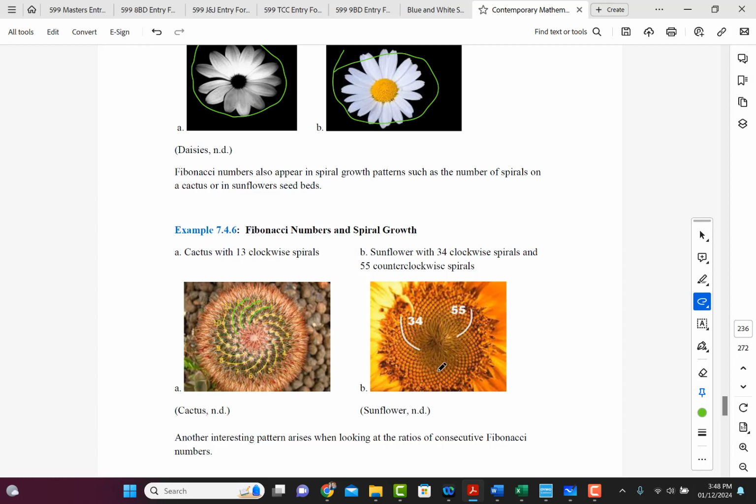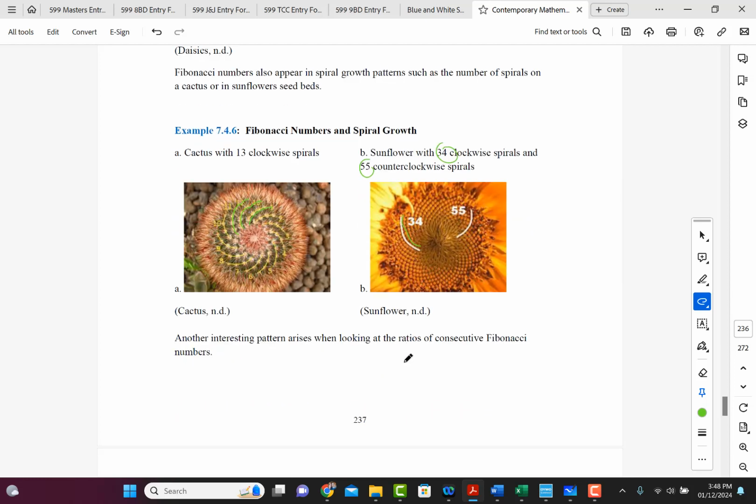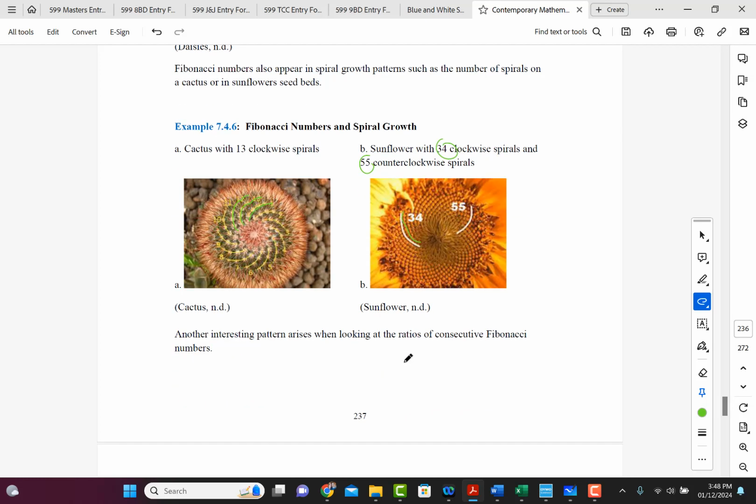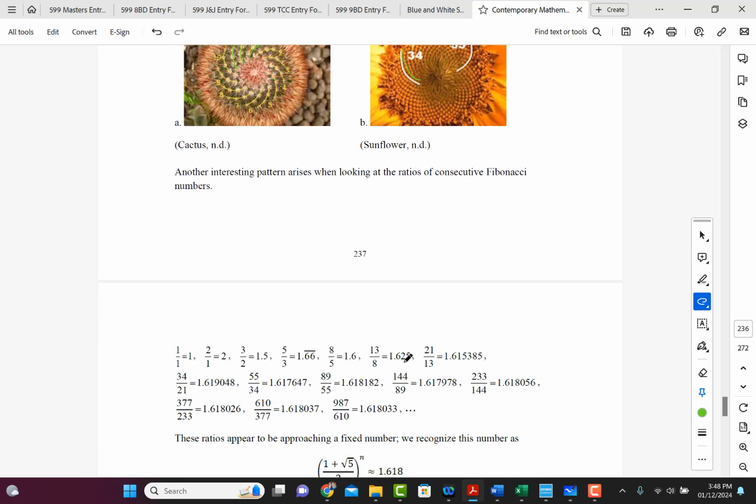Or we can count the spirals in the sunflower seed bed, right? So if we look at the clockwise spirals, we can count 34 if we go all the way around. If we look at the counterclockwise, we got 55. Both of them are Fibonacci numbers. Pretty interesting. Another interesting pattern arises when looking at the ratios of consecutive Fibonacci numbers. This is where I think it gets pretty cool.